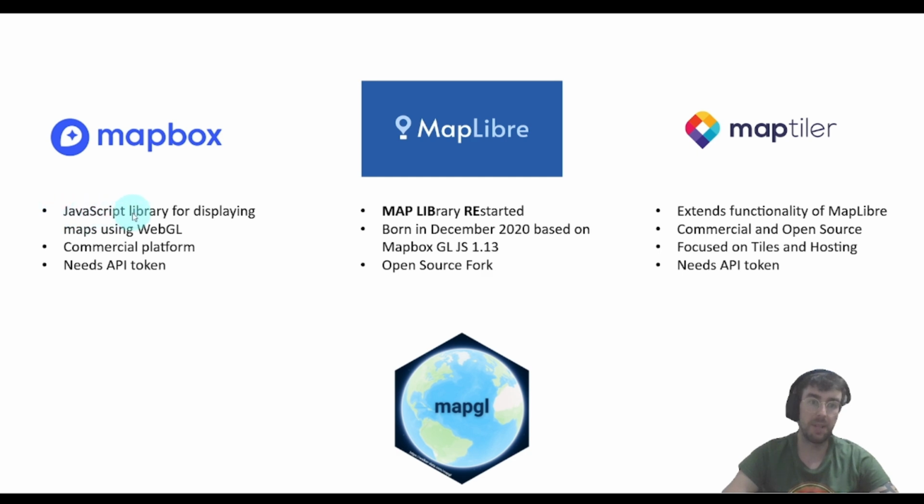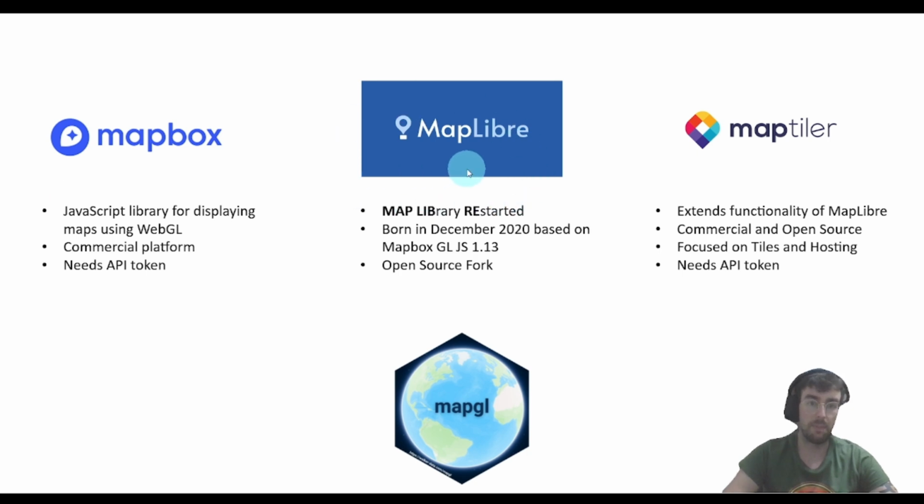Before diving into the code, I wanted to explain the differences between Mapbox, MapLibre, and MapTiler. Mapbox is a JavaScript library for displaying maps using WebGL, and Mapbox was initially released in 2010 as an open source software, but in 2020 it became commercial after the release of the second version of this software. And after that, we have some limitations on the use of Mapbox. Although in the previous week video, I showed you one example creating an interactive map using Mapbox, and I showed you that we can create some map requests per month.